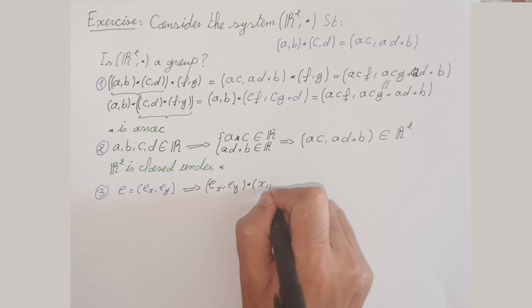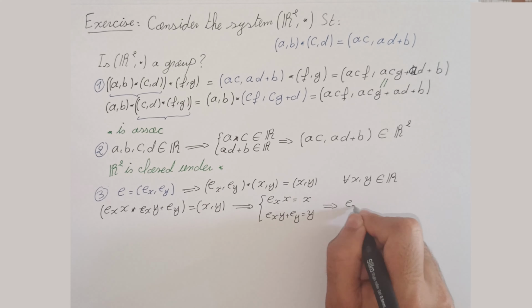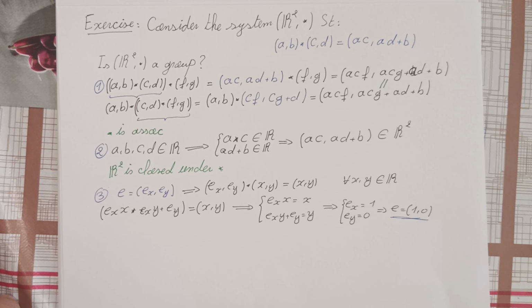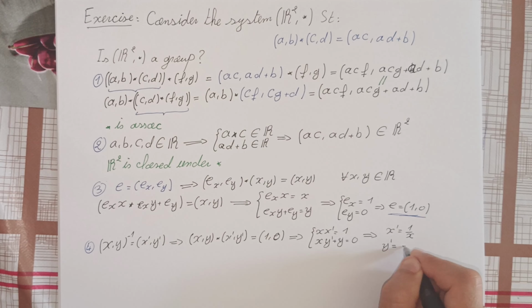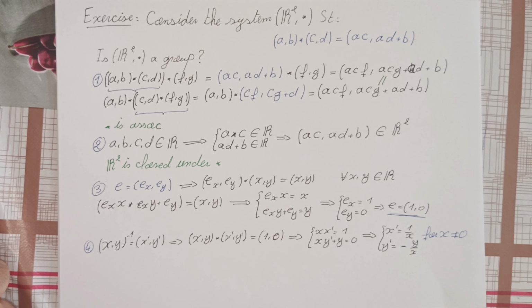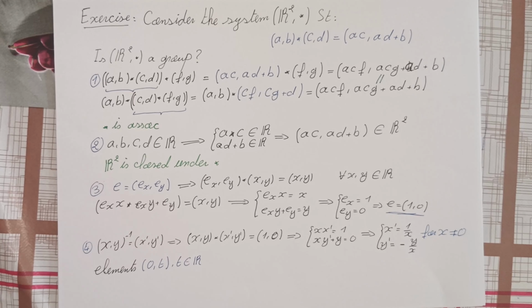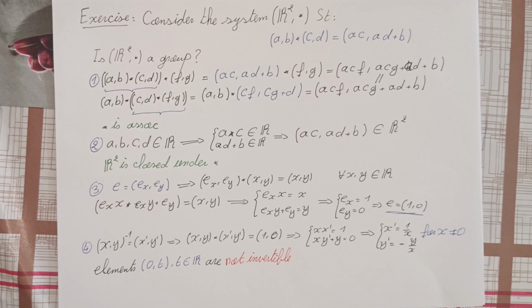Let's now look for an identity. Solving this system gives us (1, 0) as the identity element. What about invertibility? We clearly see that every element is invertible except elements that have 0 as the first token of the pair. So the system does not form a group, since not every element is invertible.